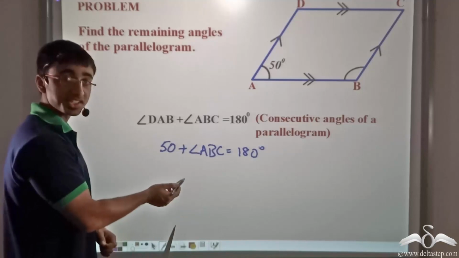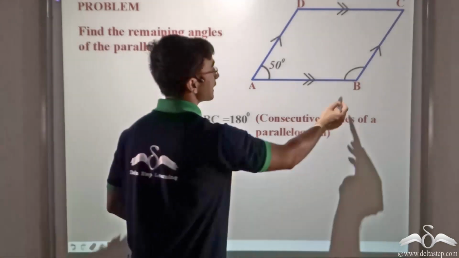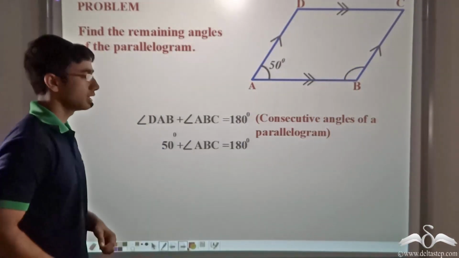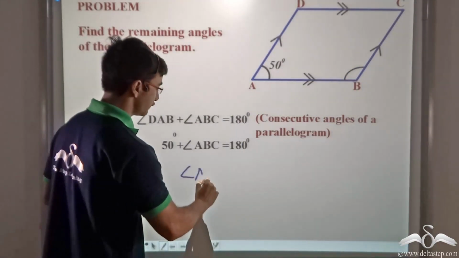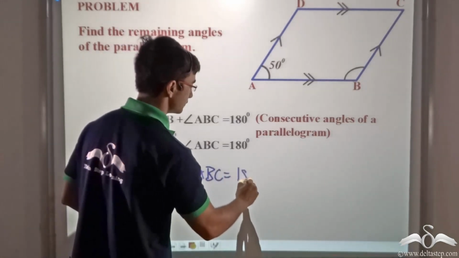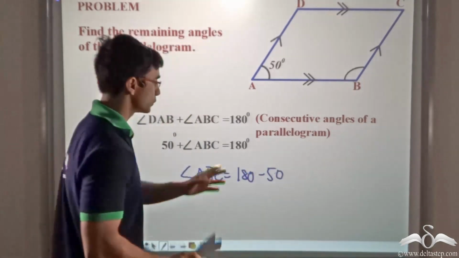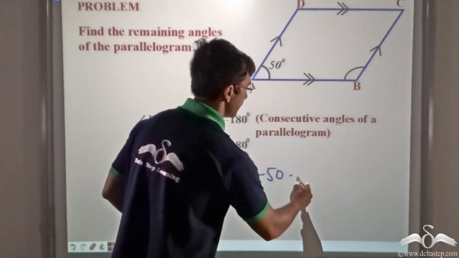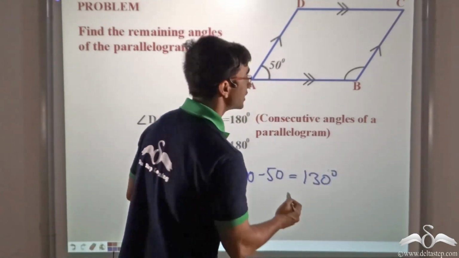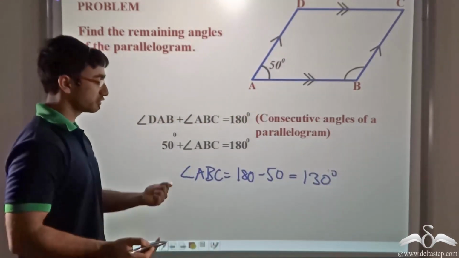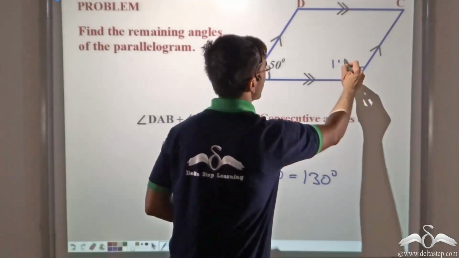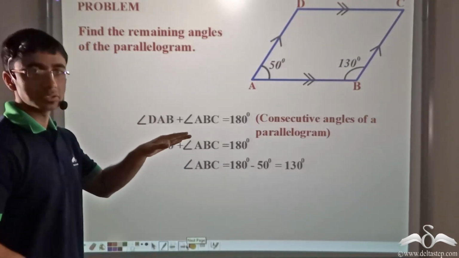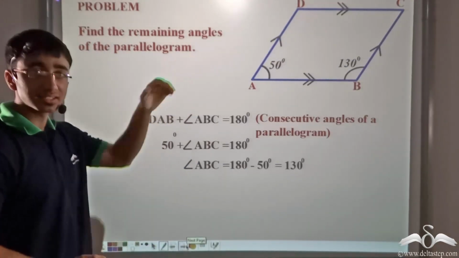So now from this equation, I can easily calculate the value of angle ABC, that is this particular angle. How? I simply take 50 to the other side. That is 180 minus 50 is going to give me the measure of angle ABC, and that gives me 130 degrees. So I get the measure of angle ABC as 130 degrees. So in a similar manner, we can find out the measures of all the other angles.